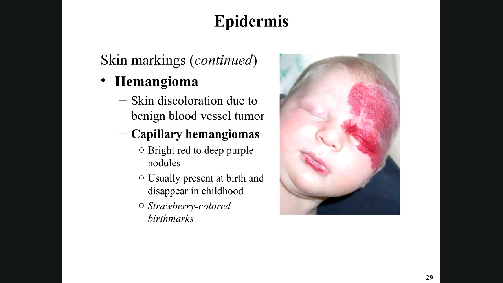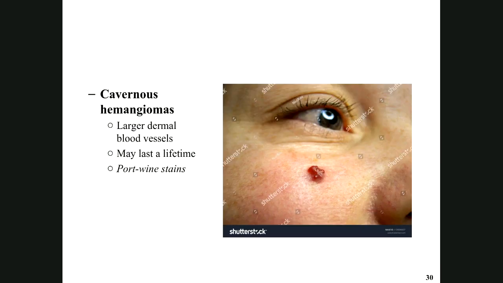The other marking is called hemangioma, and here you can see the capillary hemangioma, which happens in the newborn and disappears with aging. This is a benign tumor or overgrowth of the blood vessels. And here in this picture, you can see the cavernous hemangioma, which remains for a lifetime. So these are the markings of our epidermis.